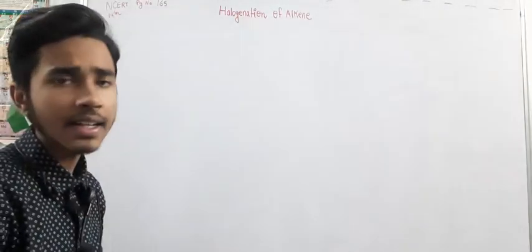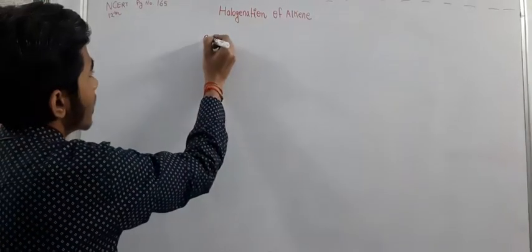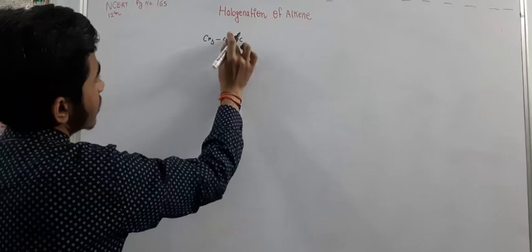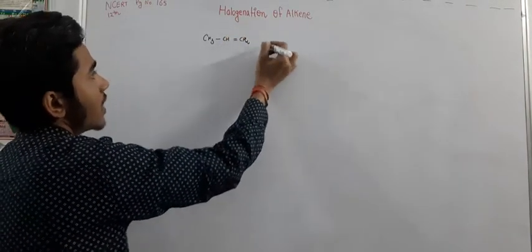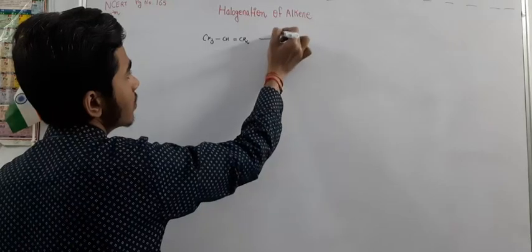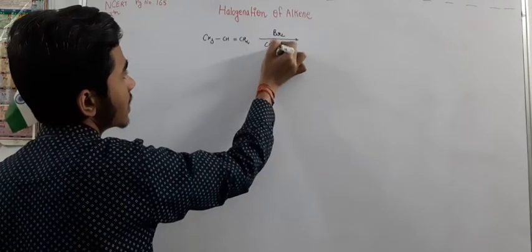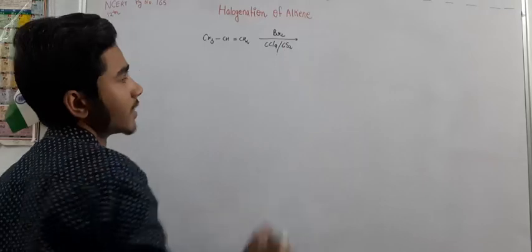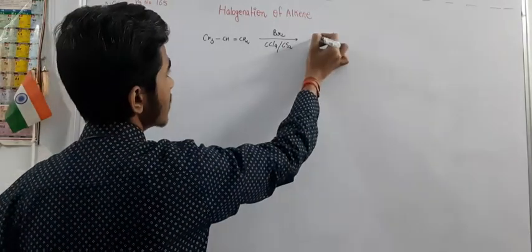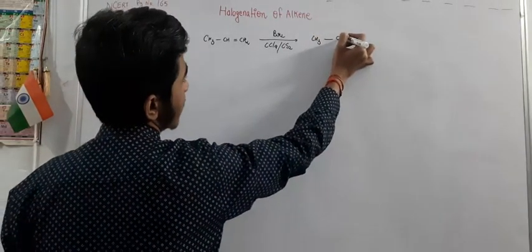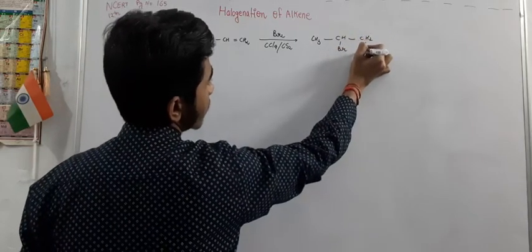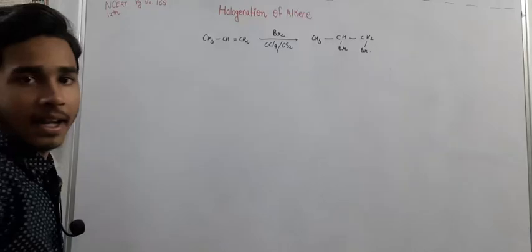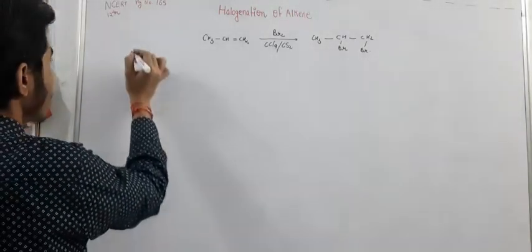So what NCERT writes is a reaction like this: a molecule like CH3CH=CH2, when it is treated with Br2 in the presence of carbon tetrachloride or carbon disulfide, gets converted into something like that. Now, what is the mechanism of this chemical reaction?